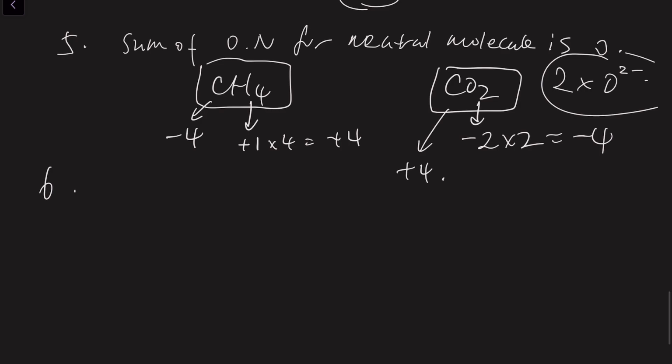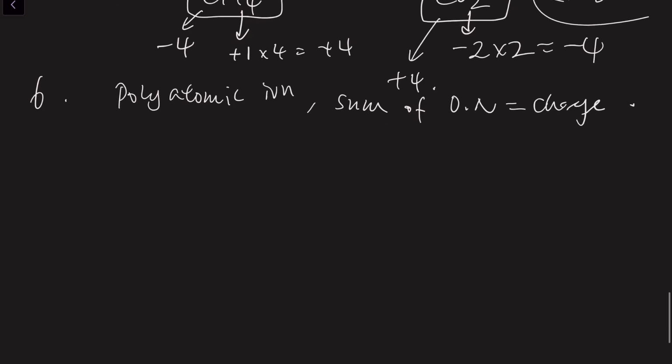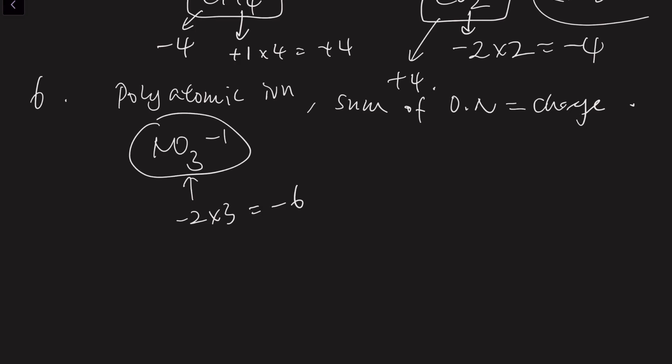Rule number 6. For a polyatomic ion, the sum of oxidation numbers is equal to the charge. For this one, the oxidation number for oxygen is -2, and we have 3 of them. This is -6. And overall, the charge is -1. So the oxidation number for nitrogen must be +5. And +5 minus 6 is -1.